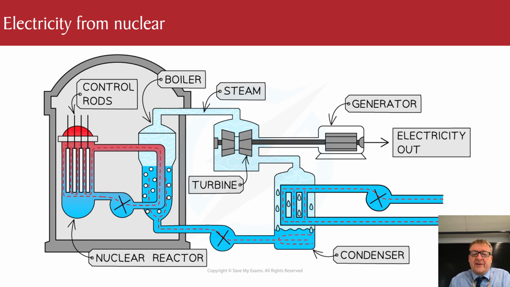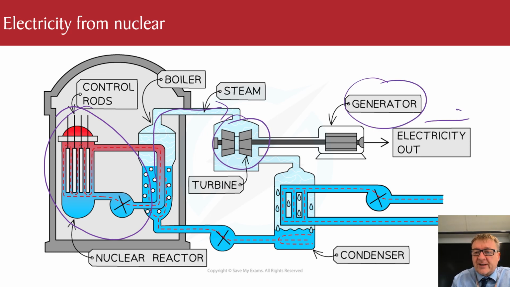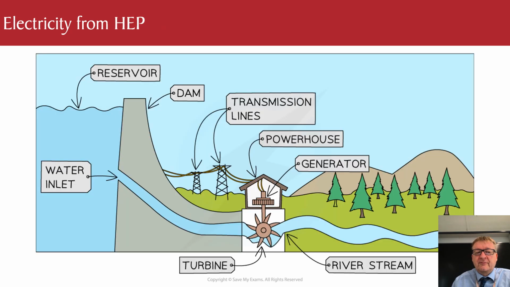Nuclear power, everything's working exactly the same. We've got our nuclear power plant here, which has the control rods in. Water's boiled. Water comes out as steam, steam spins a turbine, spins a generator, makes electricity. Hydroelectric power, again, they're very much the same. At the top here we have water. You open up a little sluice gate, water goes flying down this tube, spins a turbine, spins a generator, and you make electricity.